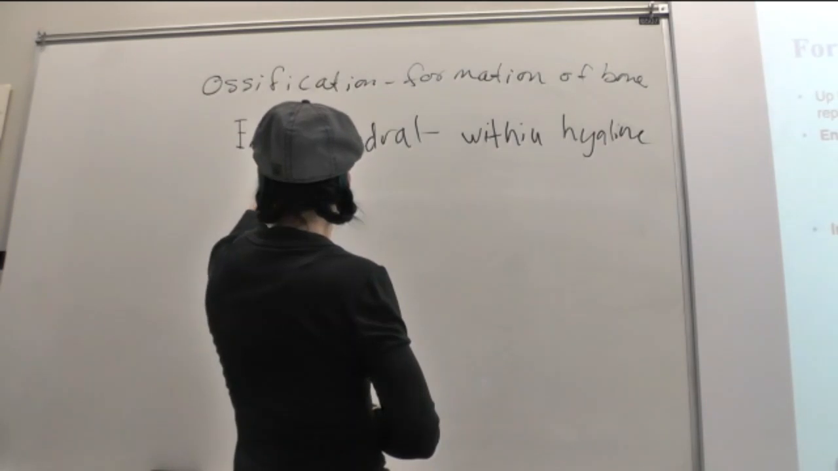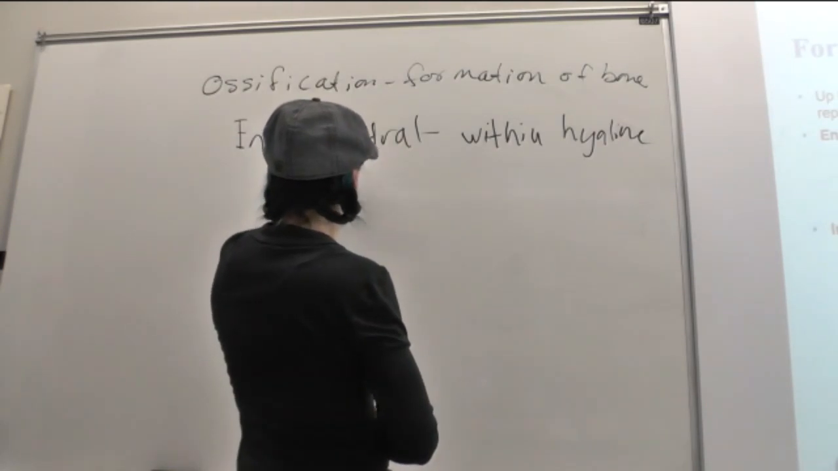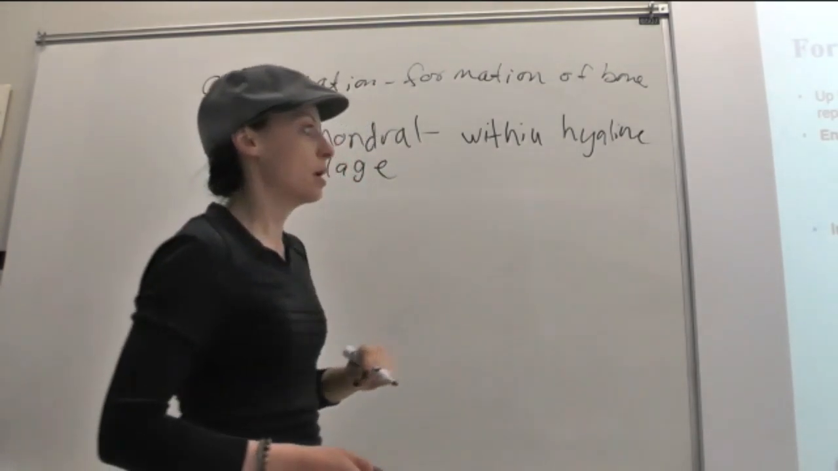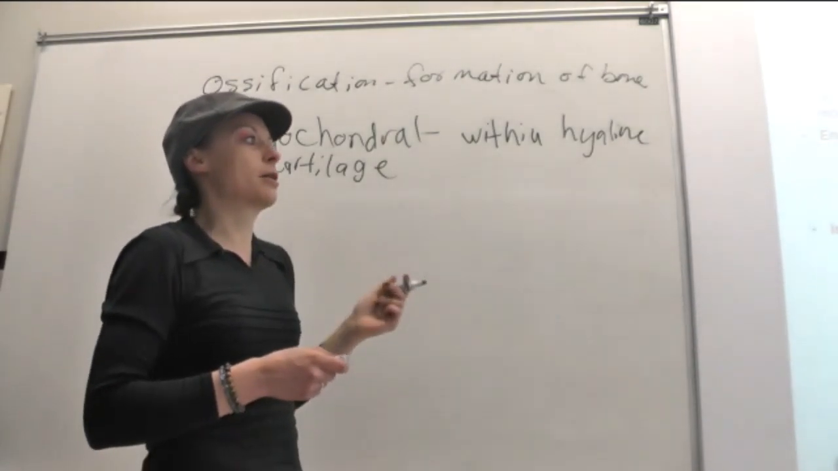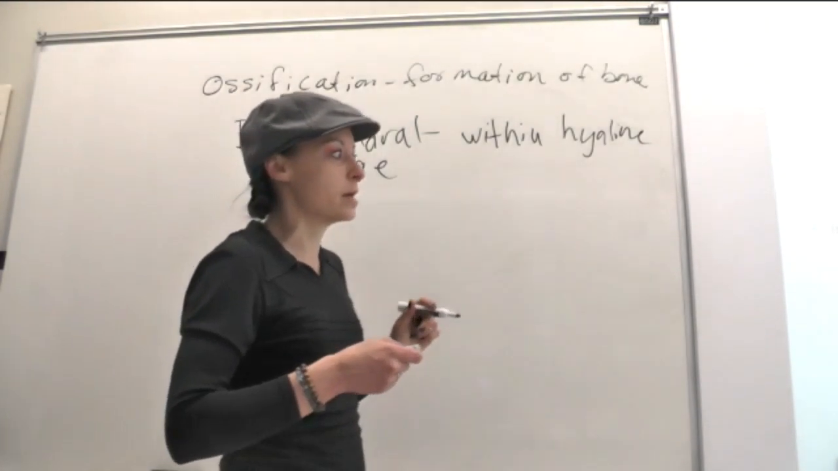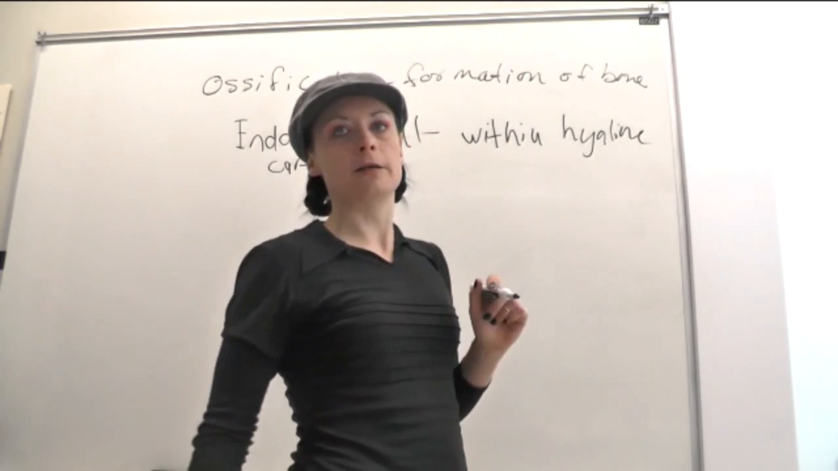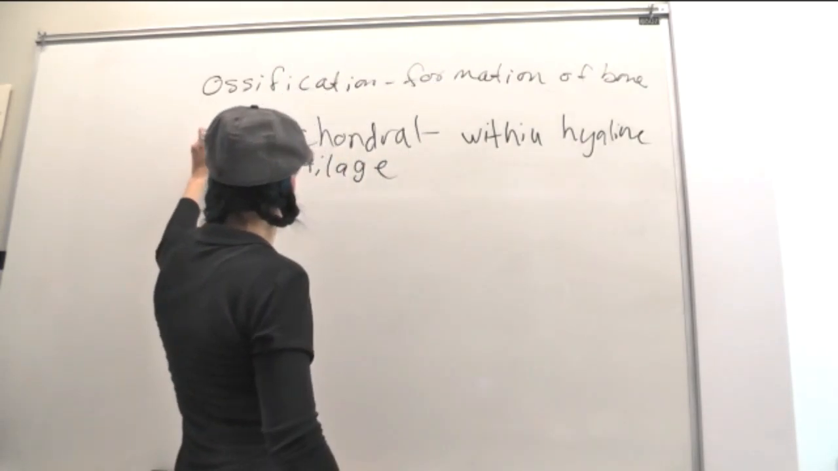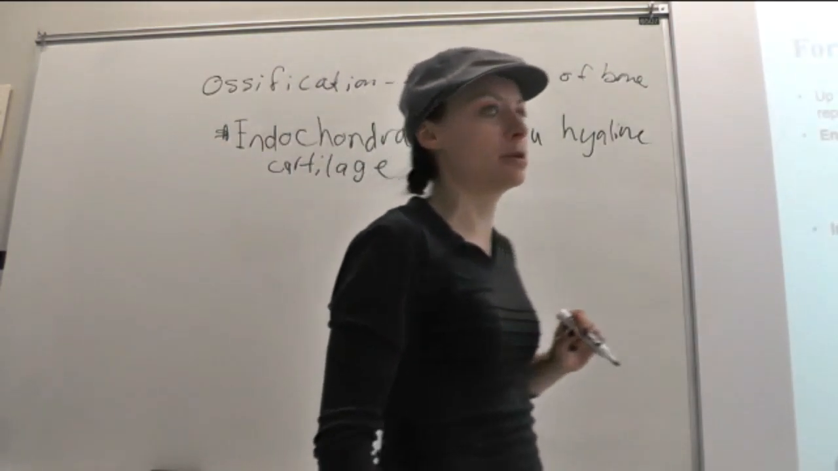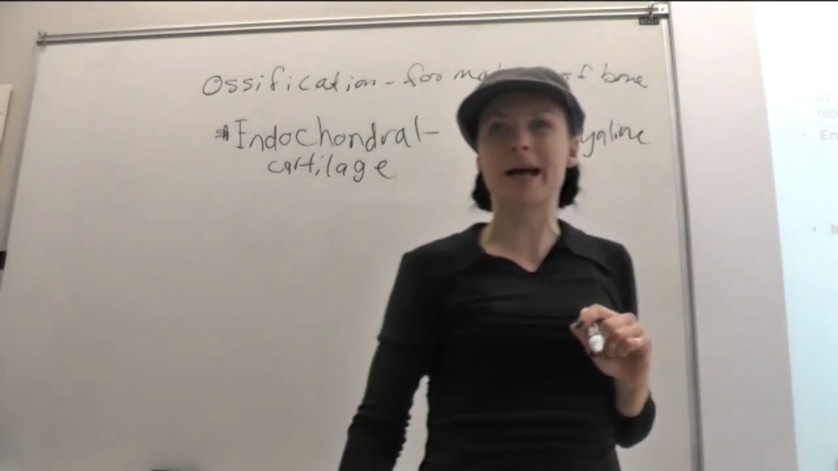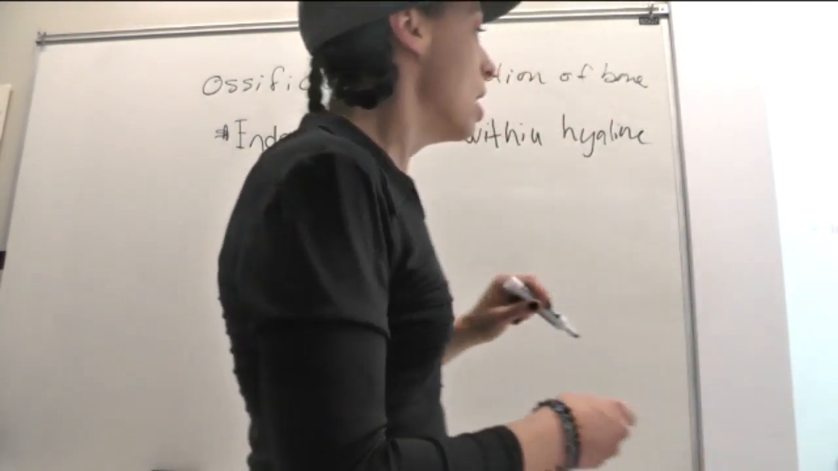And this is the one you're going to need to know a lot of details about. This is how most bones of your skeleton form. And so these would be our endochondral bones or cartilage bones, and this forms most of your skeleton. So this is the process. If I was going to ask you to describe or diagram or whatever on the test, this is the one I would want you to know.